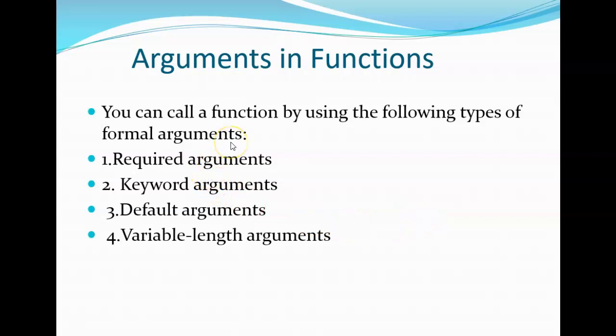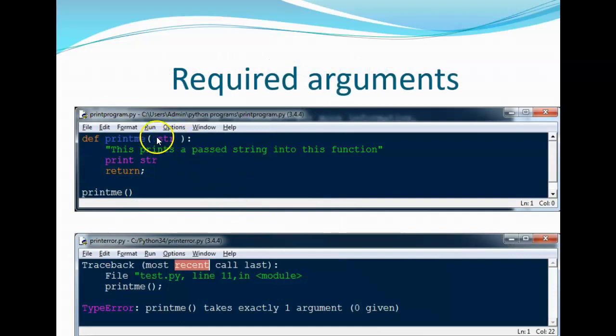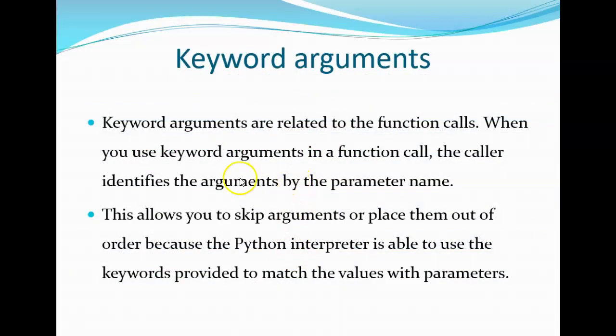Of course, we have different types of arguments in Python: required arguments, keyword arguments, default arguments, and variable length arguments. Required arguments: if you mention the corresponding argument in the function definition itself, obviously you have to send the corresponding argument while calling that function. If you do not, obviously you will get an error, a syntax error or type error.